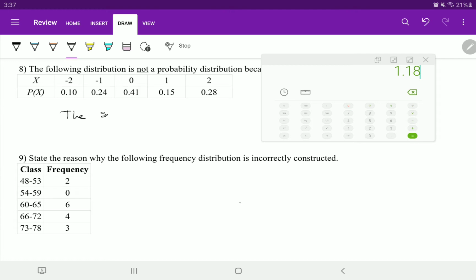The sum of the probabilities, I'm going to write it out, by the way, for all events does not equal 1.